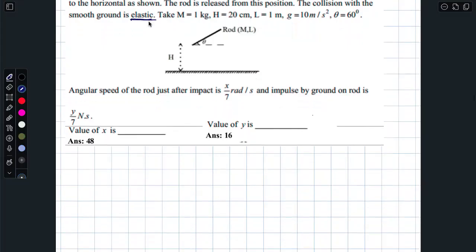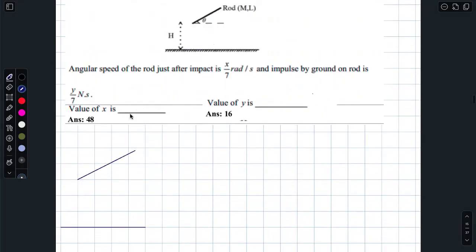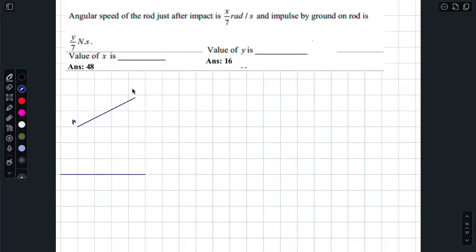Angle and all that is given. Okay, fine. My intention is very clear. Your rod is like this and your floor is like this. We will name the ends as A, B. Please try to understand by the time the rod reaches this position.